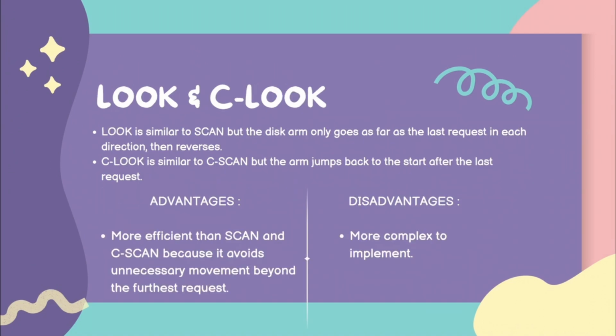Next, LOOK and C-LOOK. LOOK is similar to SCAN, but the disk arm only goes as far as the last request in each direction, then reverses. C-LOOK is similar to LOOK, but the arm jumps back to the start after the last request. For the advantage, it is more efficient than SCAN and C-SCAN because it avoids unnecessary movement beyond the furthest request. For the disadvantage, it increases the complexity to implement this algorithm.